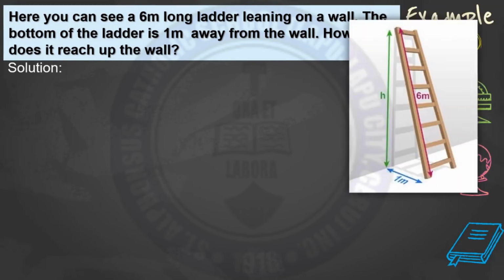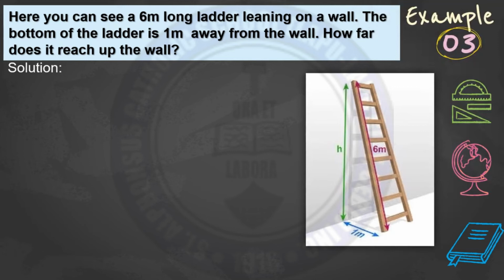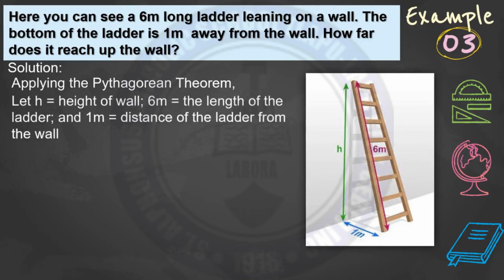Example number 3. Here you can see a 6 meters long ladder leaning on a wall. The bottom of the ladder is 1 meter away from the wall. How far does it reach up the wall? By applying the Pythagorean theorem, as you can see, the length of the ladder is the representation of the hypotenuse, while the distance from the bottom of the ladder to the wall is 1 meter, and that is one of the legs of the right triangle. We need to look for the other leg, and that is the height of the wall. So the height of the wall will be represented as h, 6 meters for the length of the ladder, 1 meter for the distance of the ladder from the wall.